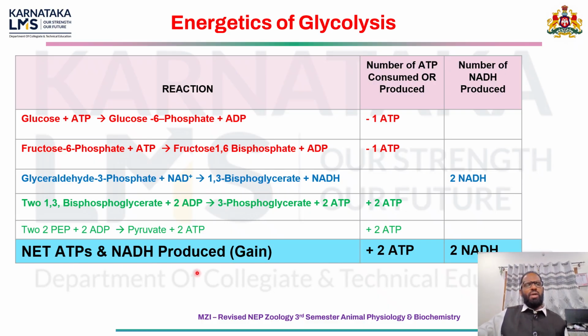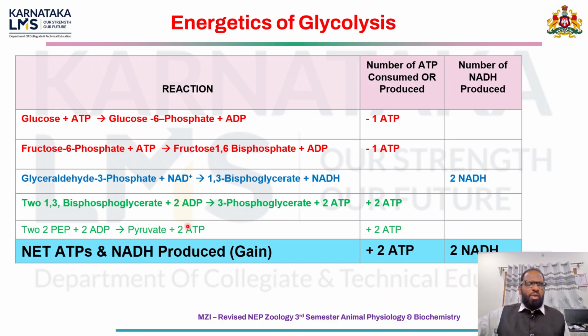And the second important reaction, which is responsible for the generation of 2 ATP, is the conversion of 1,3-bisphosphoglycerate into 3-phosphoglycerate. During this process, 2 ADP molecules will be converted into 2 ATP molecules, and that's why there is a gain of 2 ATP. And in the last reaction, phosphoenolpyruvate, PEP, will be converted into pyruvate. During this process, one phosphoryl group will be transferred to ADP, and that's why 2 ADP molecules will get converted to 2 ATP.